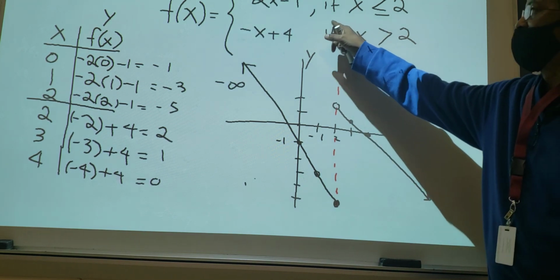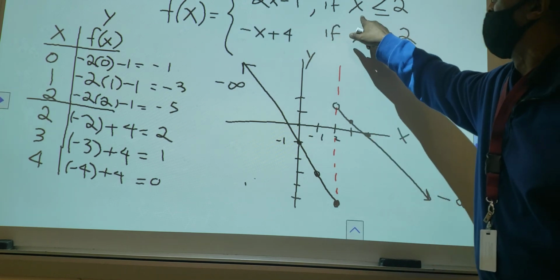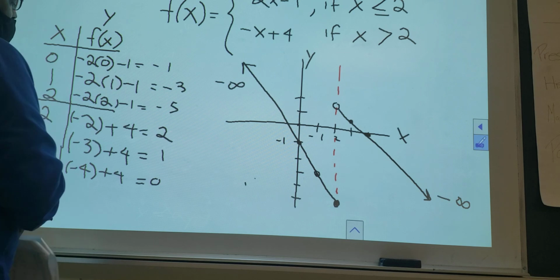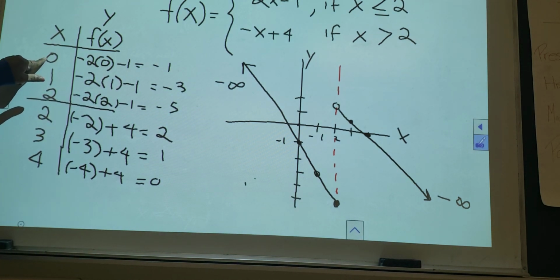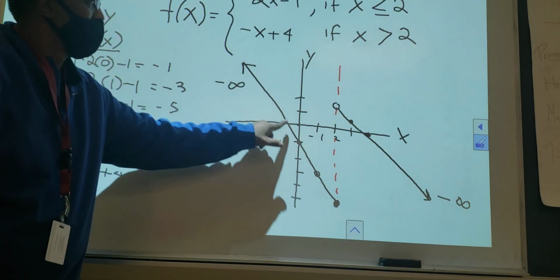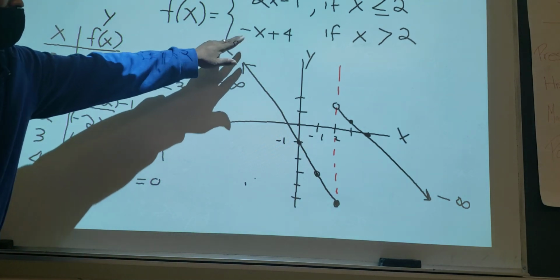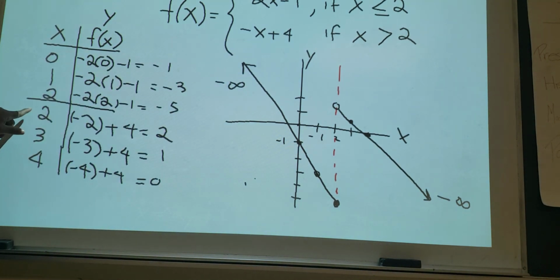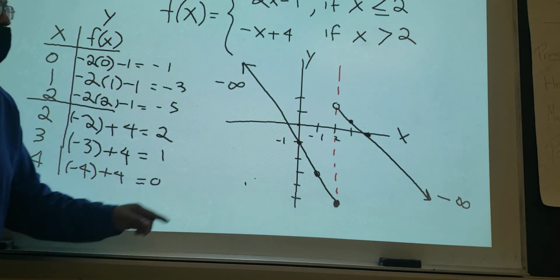So I just basically took these two functions and put in the x value. I made a t-table. You guys know how to do this. I just substituted 0 for x, 1, and 2, and I just came up with this line here. Then I took the second equation. It says x is greater than 2, so I used 2, 3, and 4. It's not equal to 2, but it's greater than 2. But I still use 2, and then I plugged it into that equation, and I got if x is 2, then y is 2, x is 3, y is 1, x is 4, y is 0, and I plotted it.